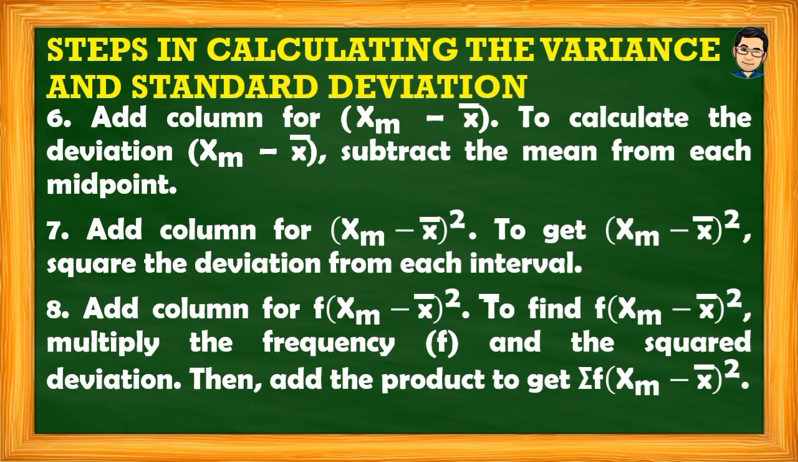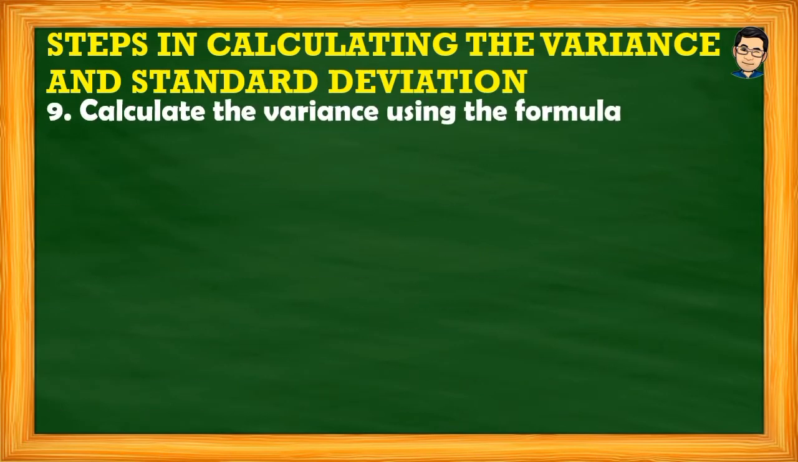And then number 8, add column for the product of the frequency and the square deviation. And then, kunin din natin yung summation nung product na yon. And then, calculate the variance using the formula. So, make sure nakuha natin lahat, kumpleto yung mga kailangan isulat dun sa table para mabilis nating makompute yung variance and standard deviation.